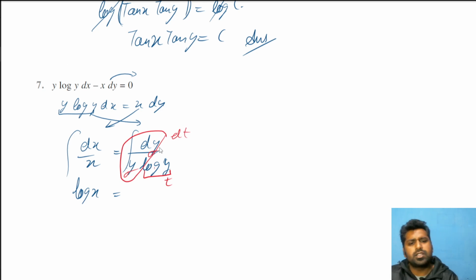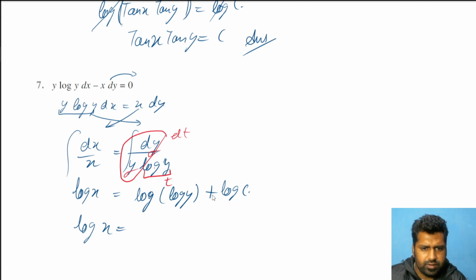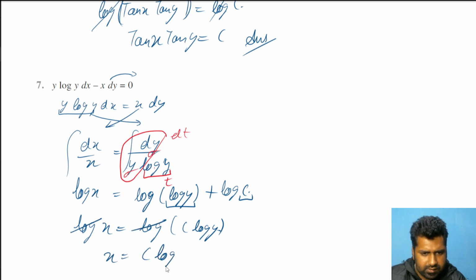So this is again integration of 1 by t dt. What is integration of 1 by t? Log t, or log of log y, plus c. So rather than writing c, again you see two expressions are already in log, better take log c. And combine them. Log x is equal to log something plus log something. Multiply them, log of single c log y, and the log outside cancels. x is equal to c log y.